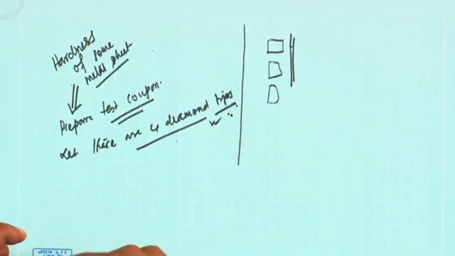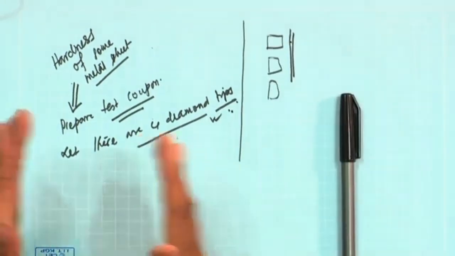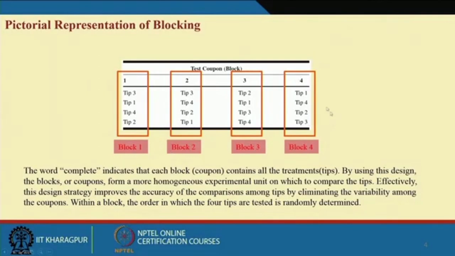Under this situation, you block the test coupons. You create test coupons from a homogeneous set of the sheet metal. Suppose you prepare 4 test coupons from a homogeneous set, that is block 1; from a second homogeneous set, another 4 test coupons; from a third homogeneous set, another set of test coupons. Then in each homogeneous set, you use all the tips and assign the tips randomly, definitely. So, then what will happen? You will have a pictorial representation of blocking like this.